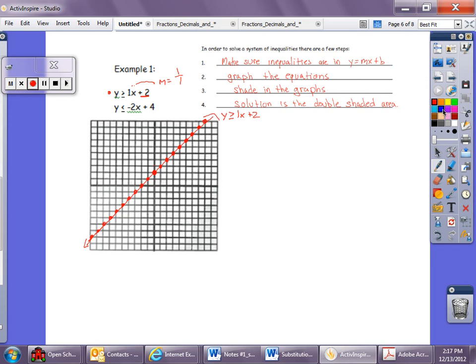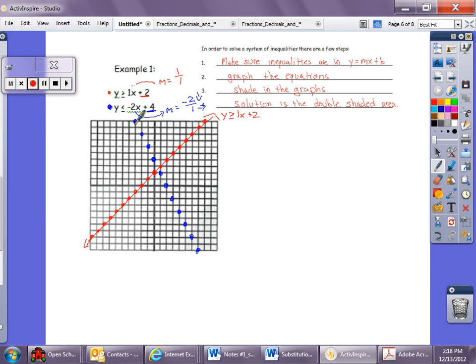Now I'm going to change my color so I can distinguish between the two different graphs. So now we have the second graph, which is y is less than or equal to negative 2x plus 4. We start this one at the y-intercept, which is 4. So 1, 2, count up 4. Now we have a slope of negative 2, so it's down 2 and right 1. So our slope, negative 2 over 1, down 2, right 1. And we're just going to continue to do down 2 and right 1. Or instead of going down 2 and right 1, we can go up 2 and left 1.